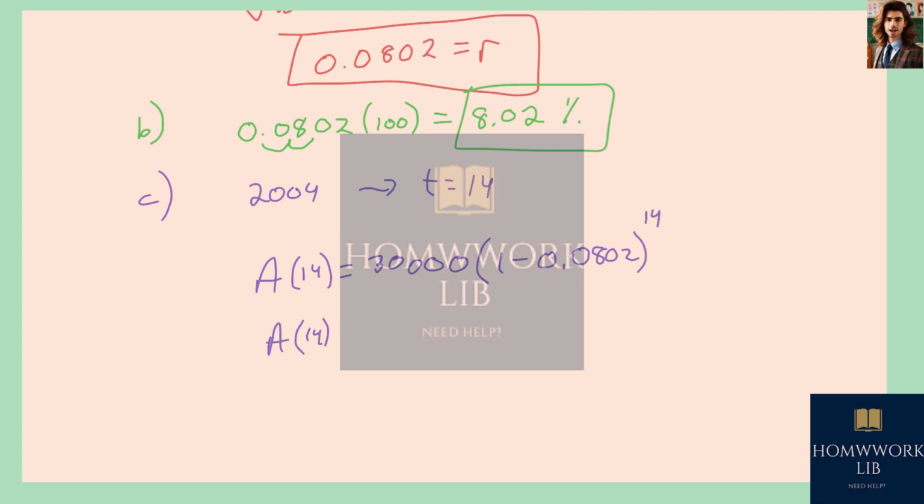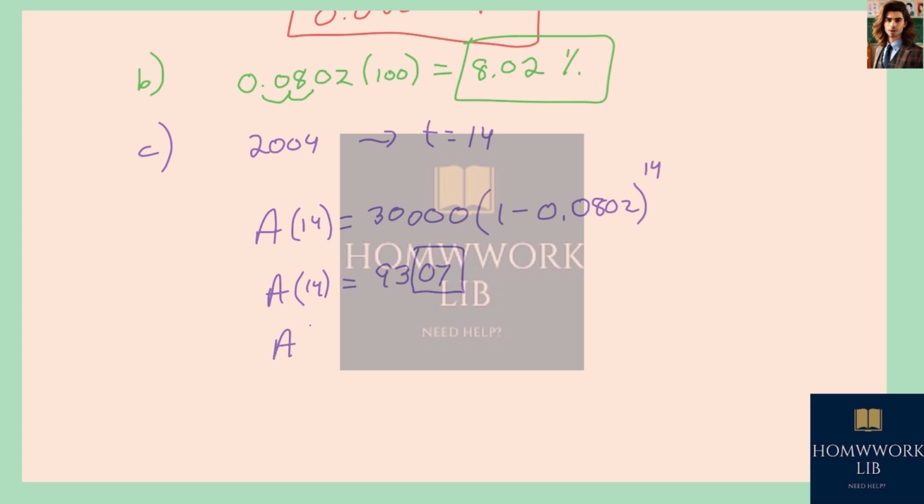Great. Now we just have to put this into our calculator. So we're going to do 30,000, parentheses, 1 minus 0.0802, close the parentheses, and for your exponent, 14. In this case, they want us to round to the nearest $50. If we went to the nearest dollar, it would be 9,307. If we're rounding to the nearest 50, we're looking at our last two place values. Is 7 closer to 0 or closer to 50? Well, 7 is much closer to 0, meaning if we're rounding to the nearest 50, the value of the car would be worth approximately $9,300.